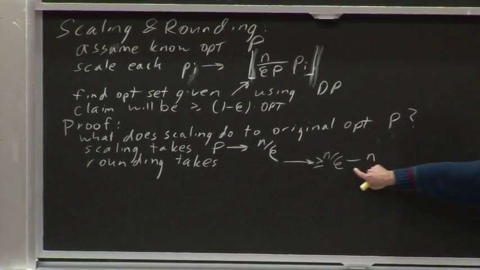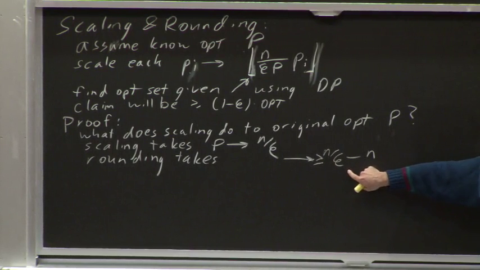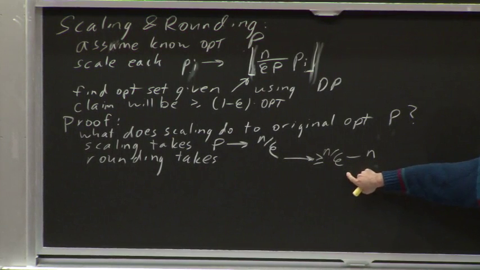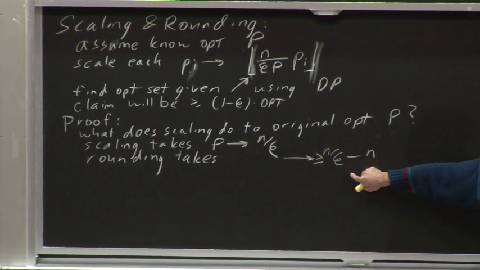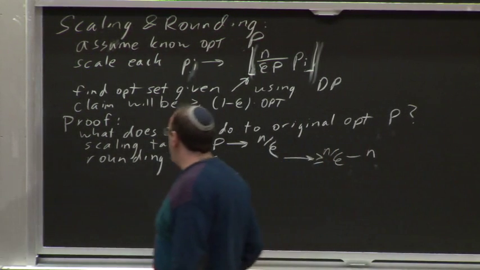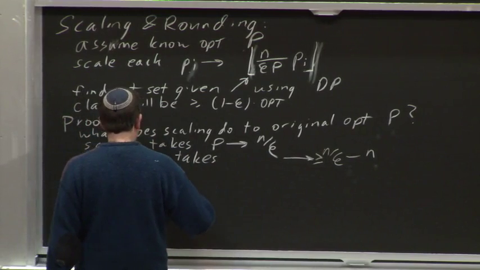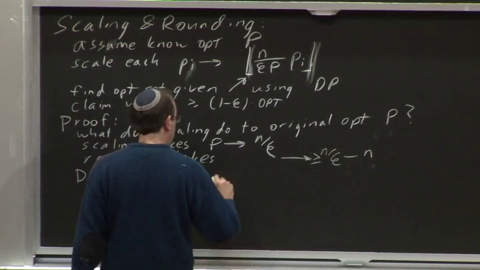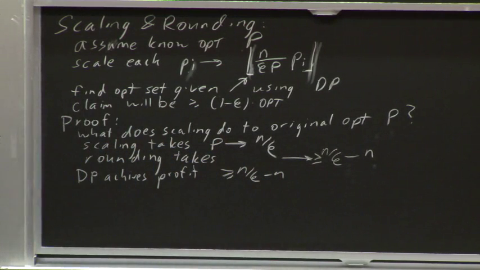So this is the profit of the original optimum set. Now this set may no longer be optimum, right? The rounding may have punished it worse than some other set. But I can still achieve this profit using this set. Well, that tells me that when I run my dynamic program, it achieves profit at least n over epsilon minus n in the scaled and rounded version of the problem.